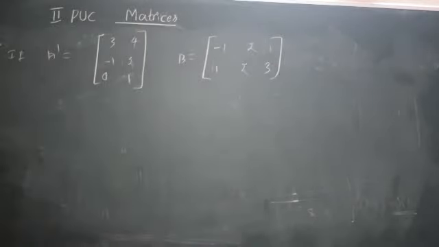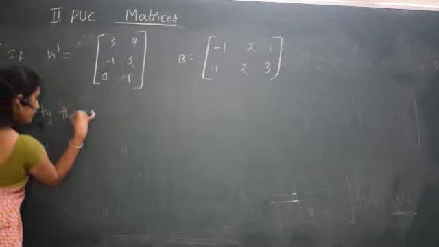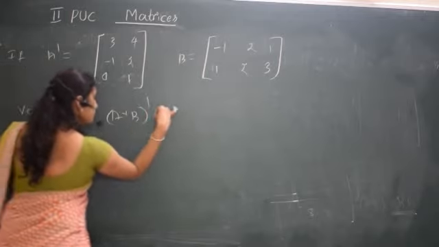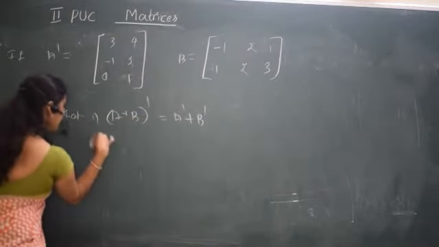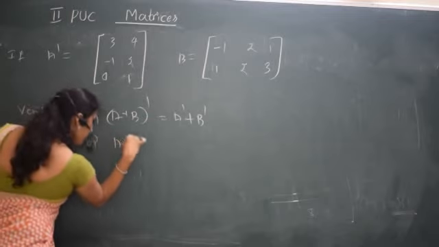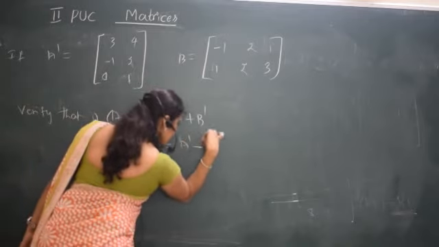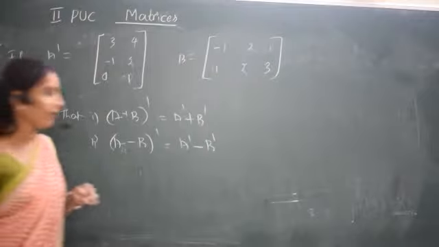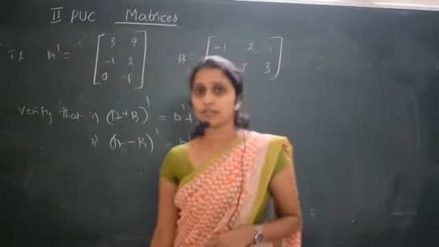It is to verify that (A plus B) whole transpose is equal to A transpose plus B transpose, that is the first one, and the second one, (A minus B) whole transpose is equal to A transpose minus B transpose. So this one you have to verify. So these are the homework problems. Simplify and get the answer. Thank you.